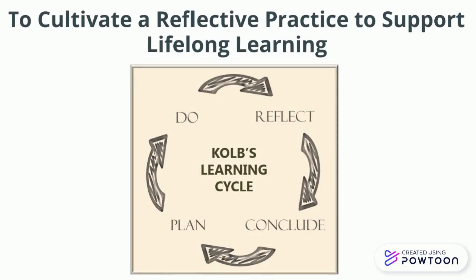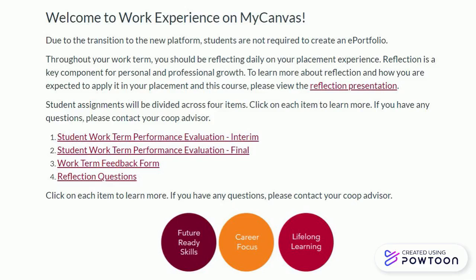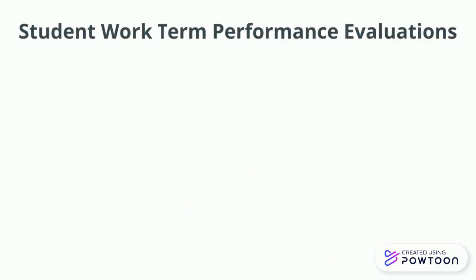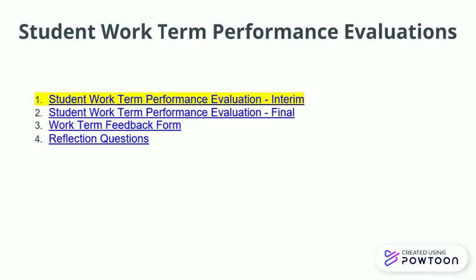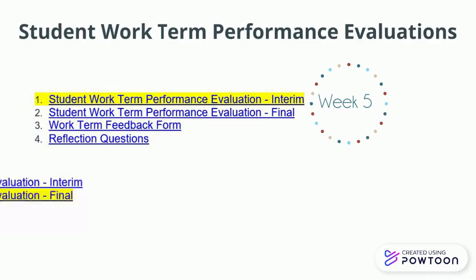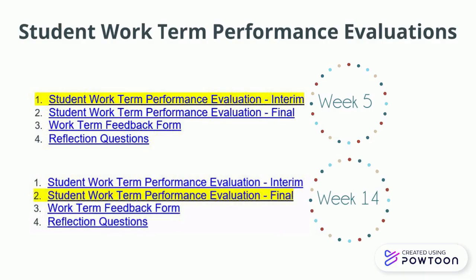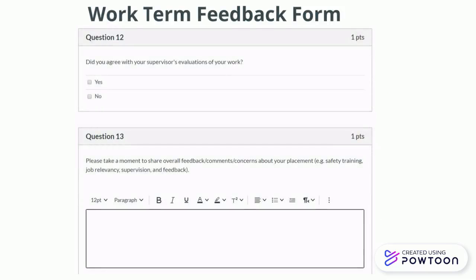When you are on a co-op work term, you will have access to a work experience course in MyCanvas. All 4 components of the Co-op Work Term Report are to be submitted through MyCanvas and are available from the homepage. Your student work term performance evaluation interim is to be provided to your supervisor at week 5 and your final at week 14. Once your supervisor has completed the evaluations, you are to upload them into MyCanvas by selecting the link from the homepage.